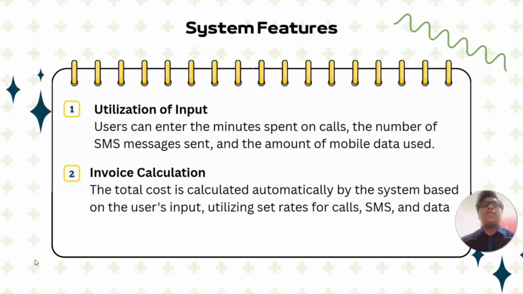Okay, we go to the first point, utilization of input. Users can enter the minutes spent on calls, the number of SMS messages sent, and the amount of mobile data used. So the system allows users to key in how many minutes they have used for voice calls, how many SMS messages they have sent, and how much mobile data they have consumed, measured in gigabytes. Without this, the system will not be able to generate a personalized bill.